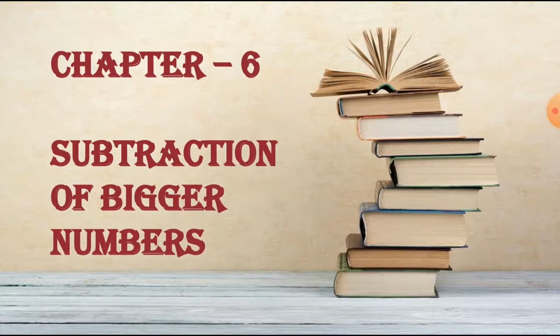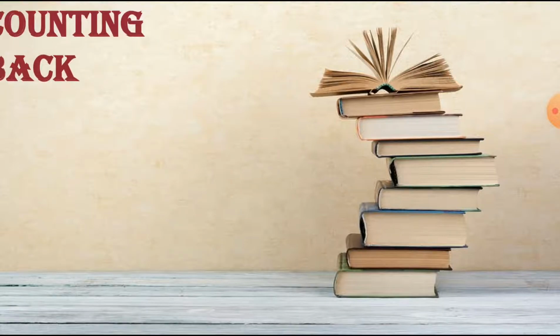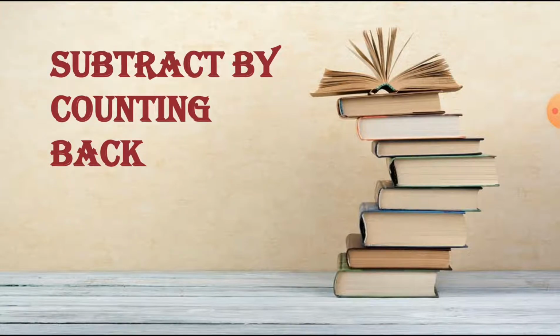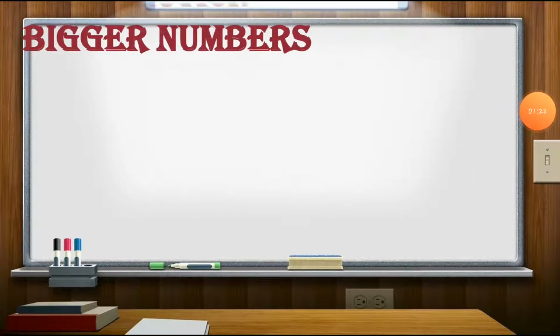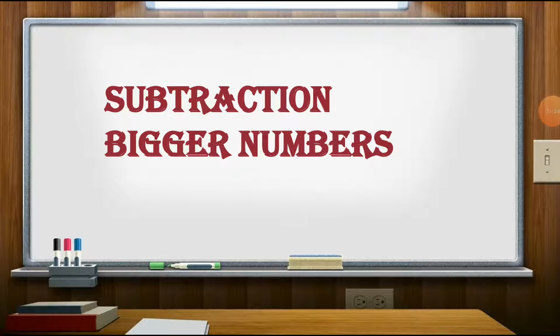Then let's move to chapter number 6, which is subtraction of bigger numbers. As you know, we always start our lecture with the revision of the previous topic. In the previous lecture we just left exercise 6A half. So today we complete that exercise first and then we will move to the next topic. So here we just revise the first topic, subtract by counting back. Here our topic is subtraction of bigger numbers.